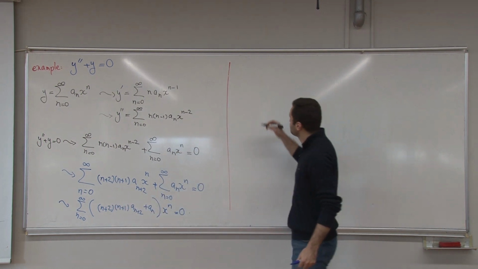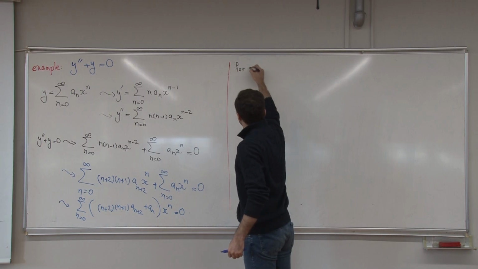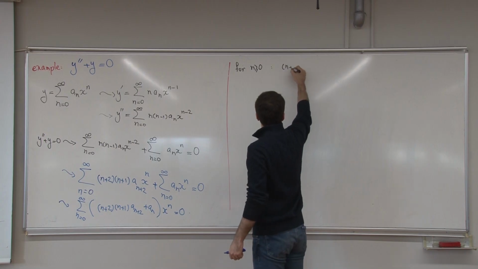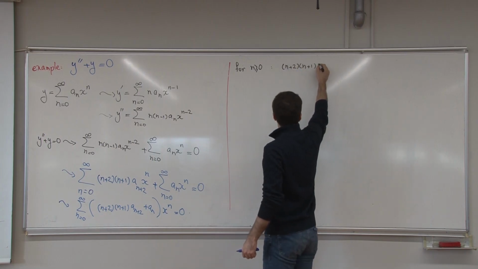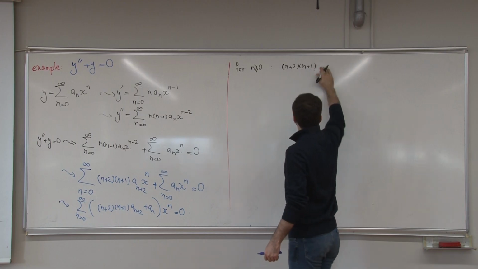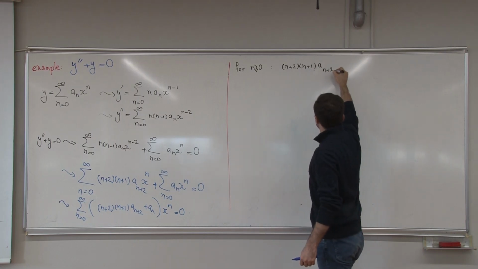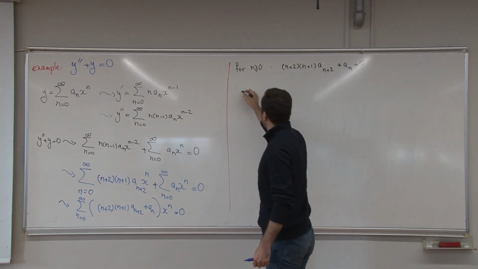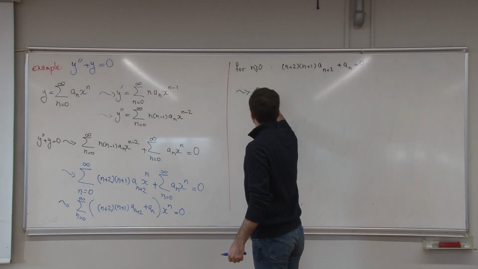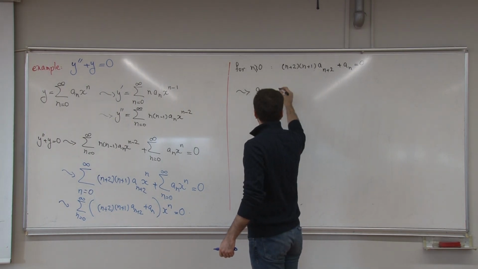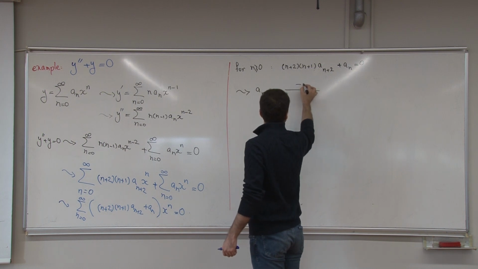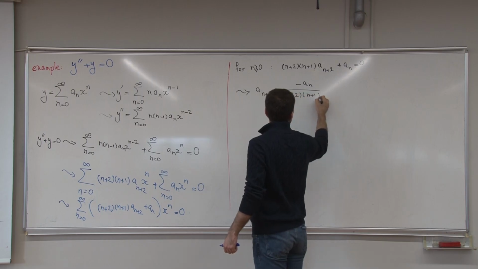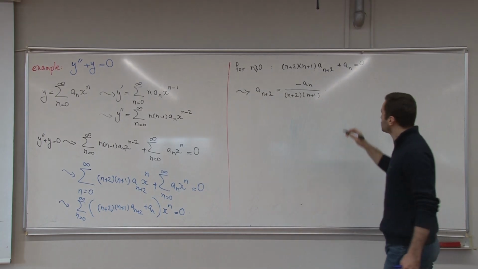So I can say that for n greater than or equal to 0, we have (n plus 2)(n plus 1) a_{n+2} plus a_n equal to 0. So what do I have? I have a_{n+2} equal to minus a_n divided by (n plus 2)(n plus 1). Okay, this is my recursive formula.